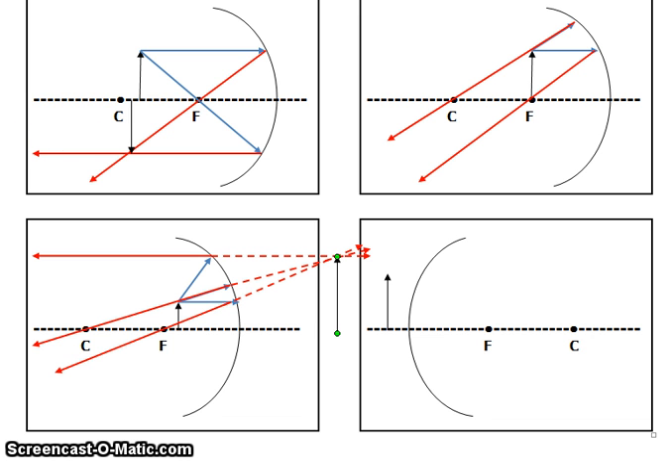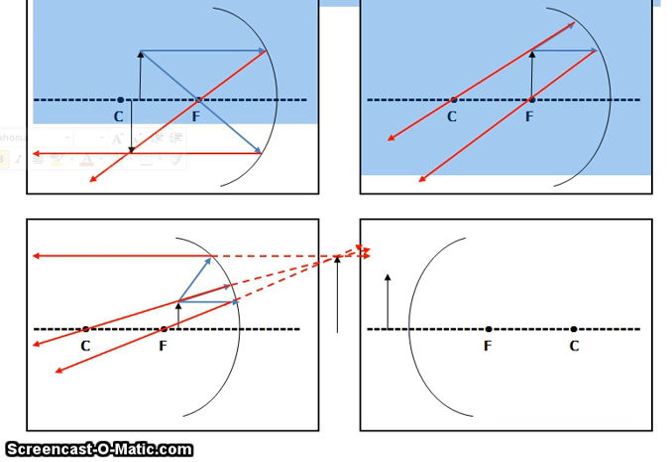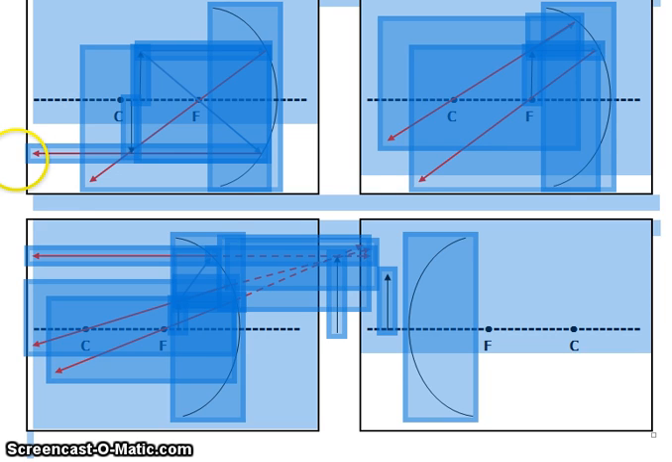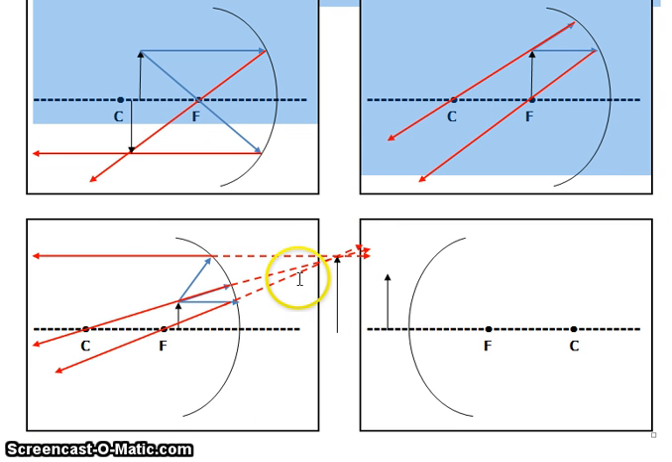So your brain sees an image right there. Now again, there is not actually anything there. Your brain is just making it up. Because your brain is making it up, we refer to this as a virtual image. So this image is virtual, upright, and enlarged.